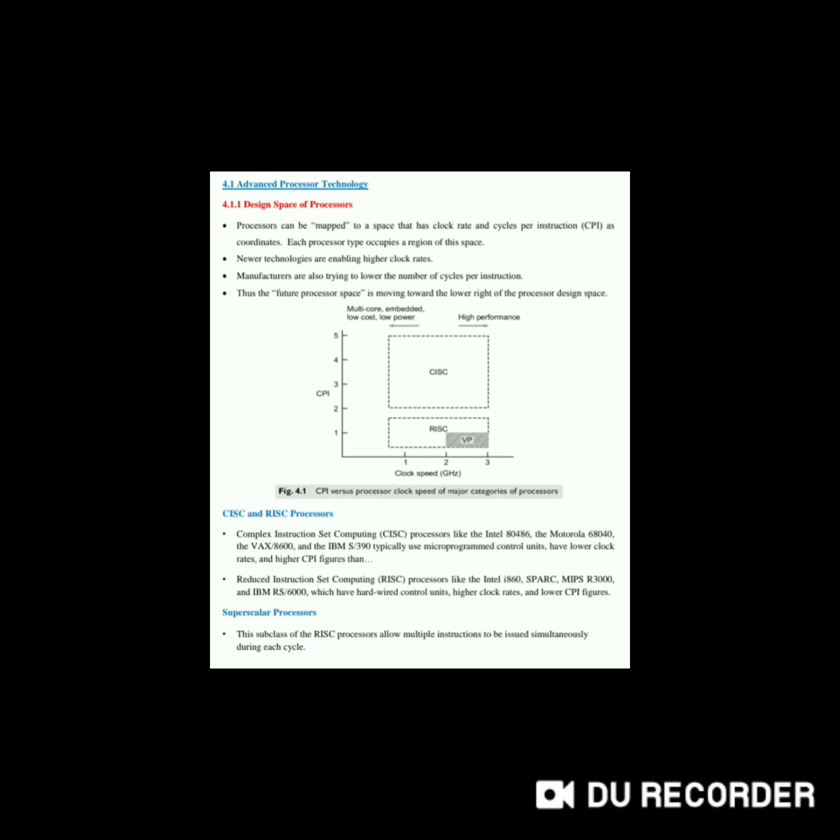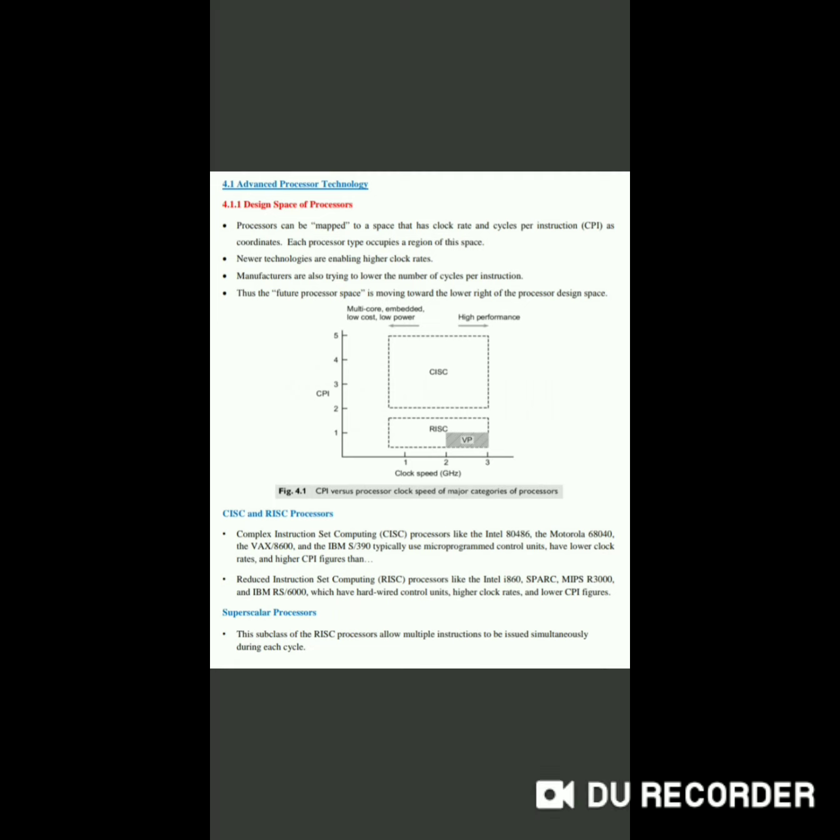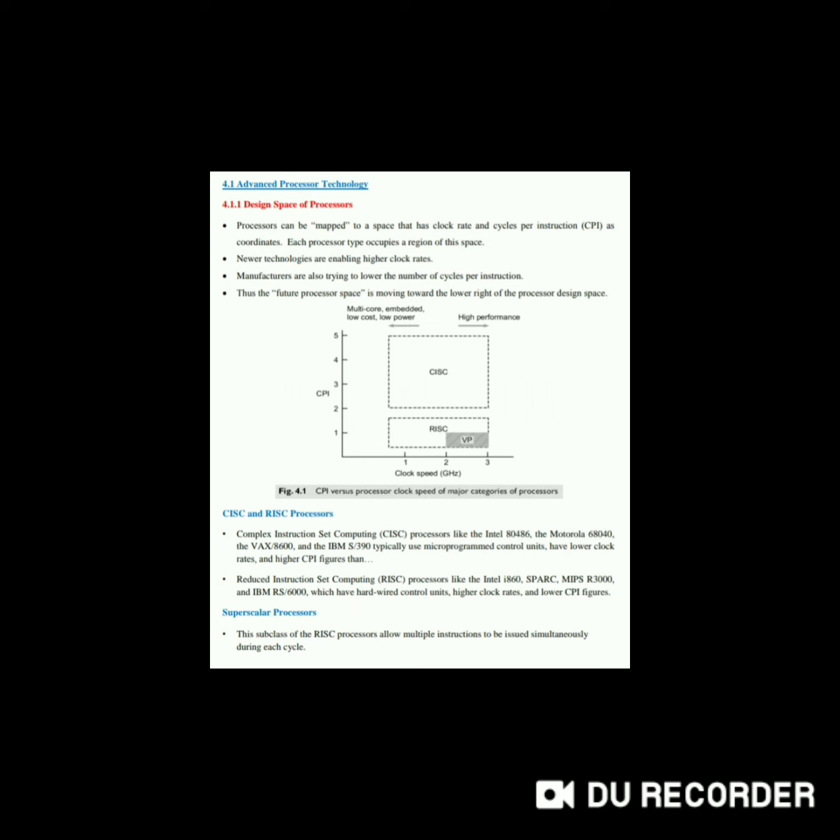So here the CPI versus processor clock speed of the major categories of processors is given in the diagram. You can see CISC and RISC. So what do we mean by CISC and RISC processors? Complex instruction set computing, CISC, processors like the Intel 80486, the Motorola 68040, the VAX 8600, and the IBM S390 typically use a micro-programmed control unit, and have lower clock rates and higher CPI figures.